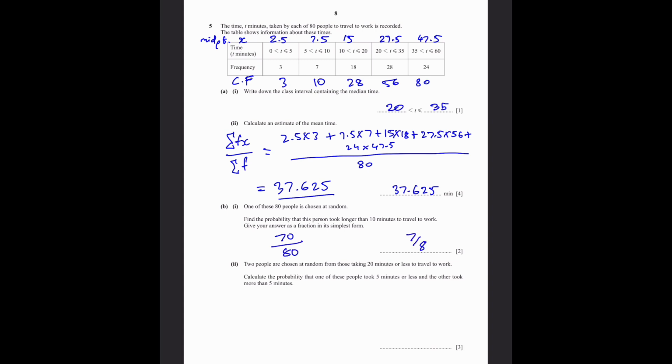Why are we writing 7 by 8? It has to be as a fraction in simplest form. If you write 70 by 80 directly there, you'll only get 1 mark, because it's the correct fraction but not in simplest form. You have to write 7 by 8, only then you'll get the mark.